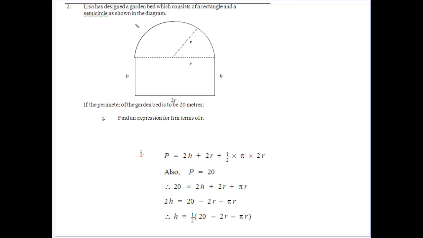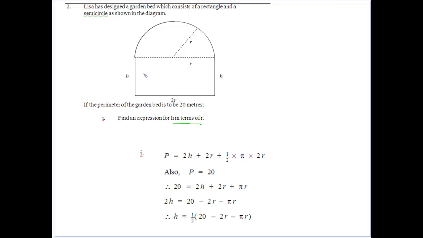This time we've got Lisa designing a garden bed, consisting of a rectangle and a semicircle. The perimeter of the garden bed is to be 20 meters, so the perimeter around the outside is 20 meters. Again, this time we want to find h in terms of r. So notice again we've got the radius there. This would be 2r, the width of the rectangle. So the first part is to find h in terms of r. Again, one variable in terms of another.